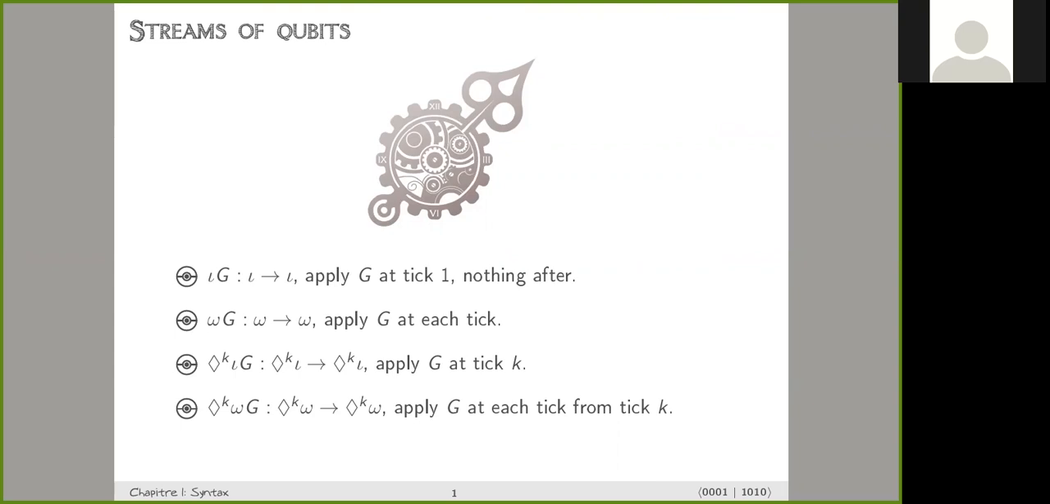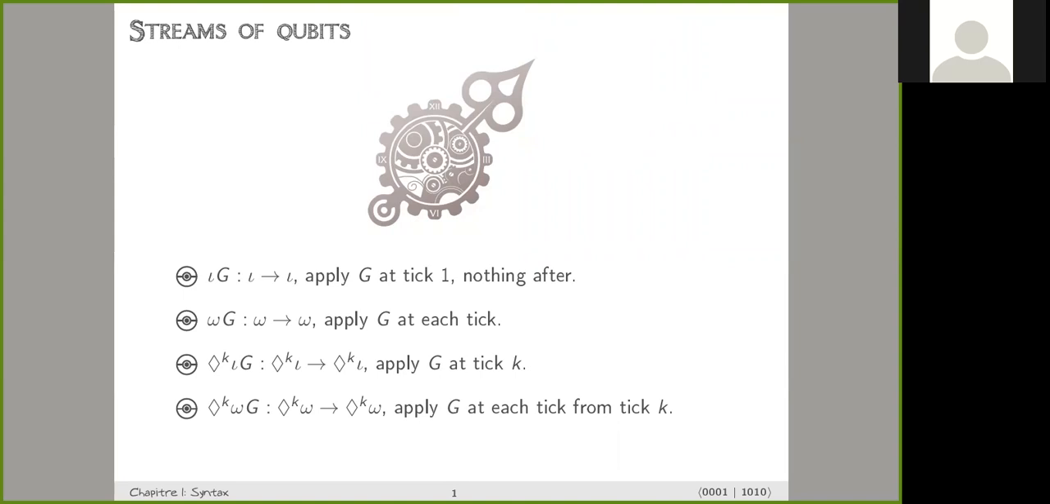So we have different kinds of wires. First, we have the iota wires. The iota wires, this is just, you receive at tick 1 qubits, and you output other qubits, and nothing after. So if you have a iota gate, at tick 1, you receive a qubit, you apply the gate, you output the qubits, and then nothing will happen, okay, forever.